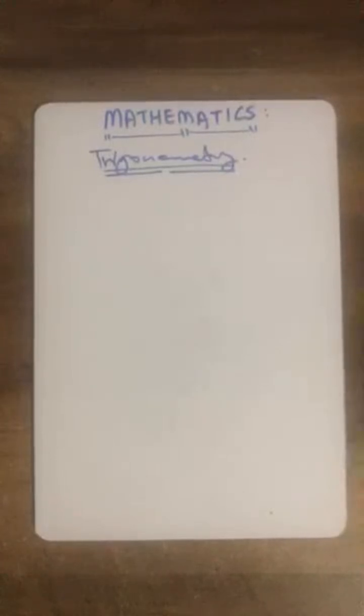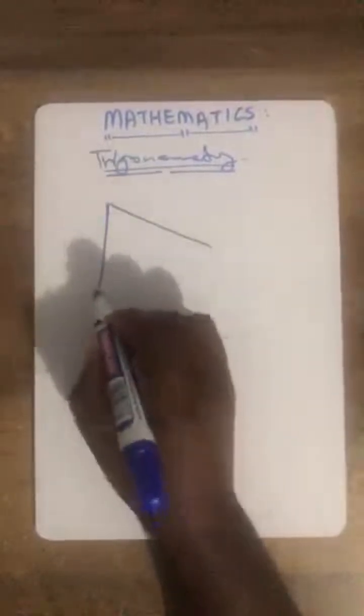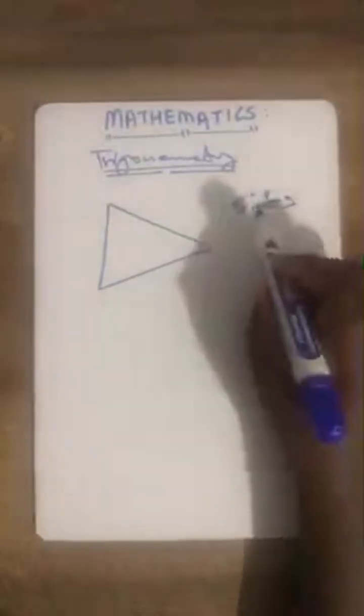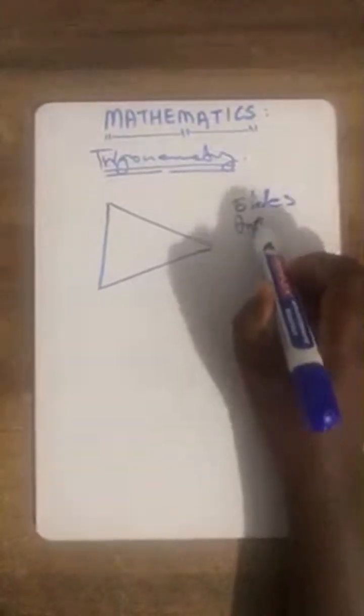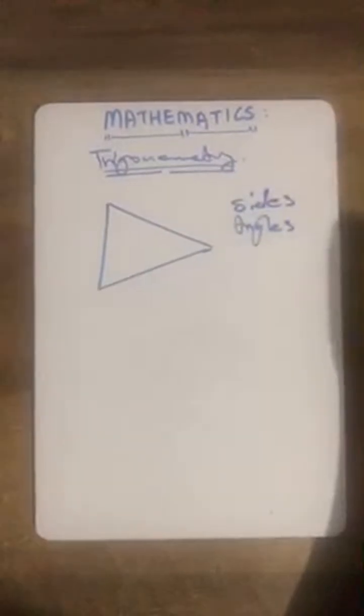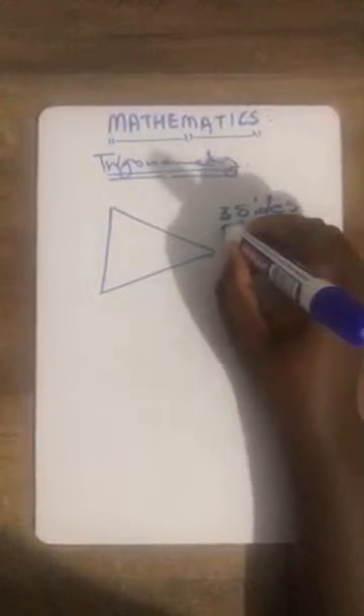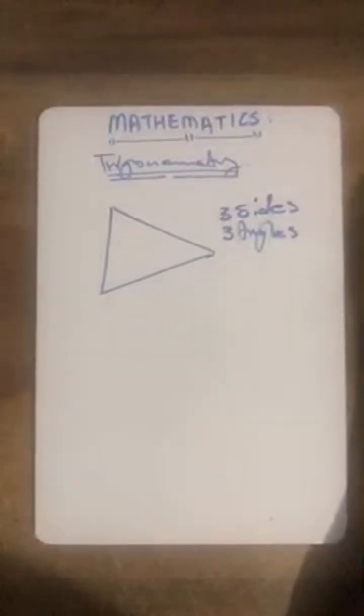What we already know by now is that a triangle has got two things that we can talk about. Number one, we talk about the sides. Number two, we talk about the angles. It is three sides and three angles. That's what you need to know.